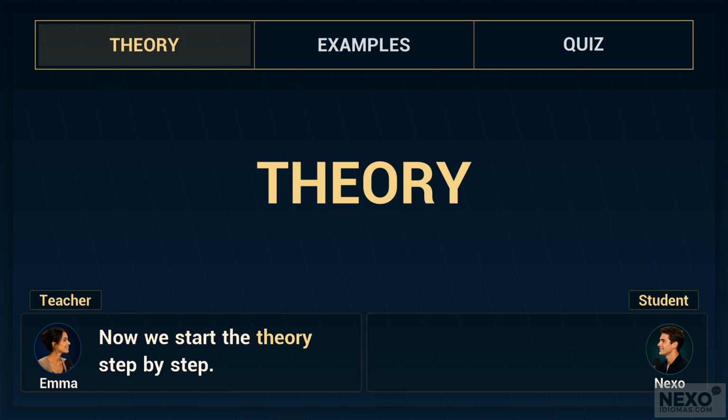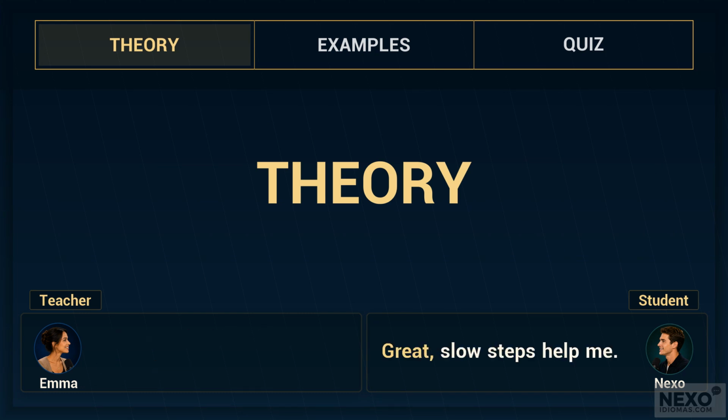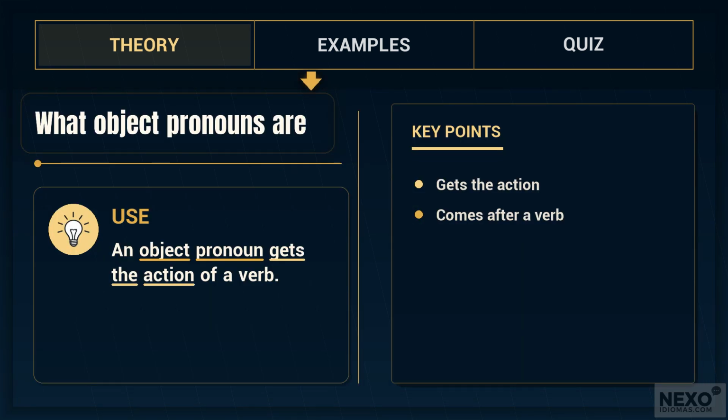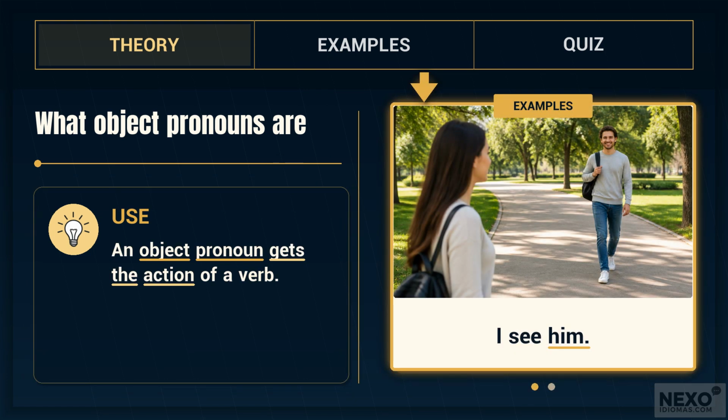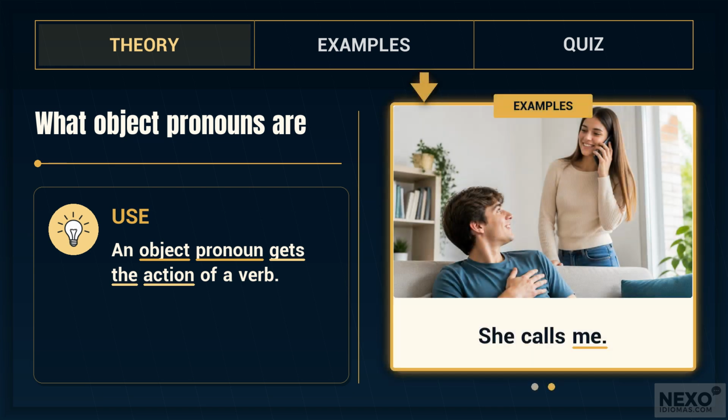Now we start the theory step by step. Great. Slow steps help me. What are object pronouns? An object pronoun gets the action of a verb. Example. I see him. Example. She calls me.